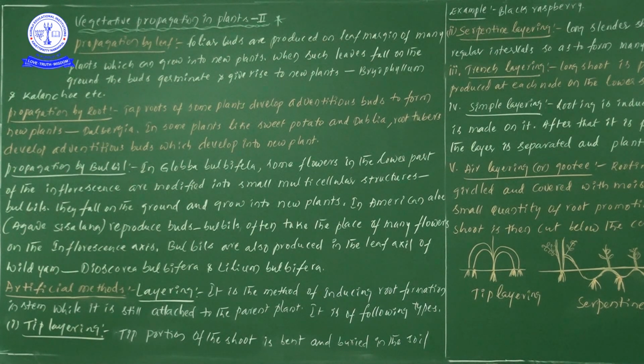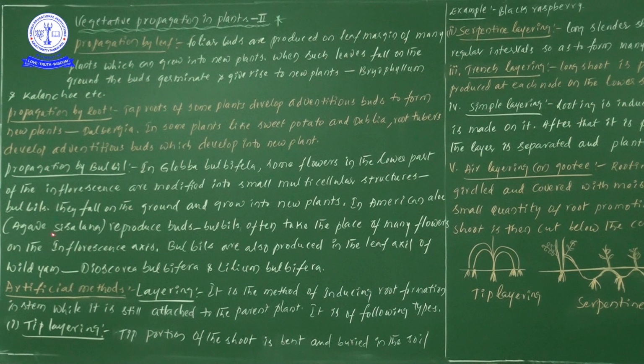Point you understood. So I told you already, bulbils are developed from the vegetative buds or the floral buds. Now, vegetative bud here, which one? Axillary bud can be seen in Dioscorea bulbifera and one more is Lilium bulbifera. Next one, inflorescence buds, means reproductive buds, like floral buds. Floral buds we are observing in Globba bulbifera and one more is Agave americana.